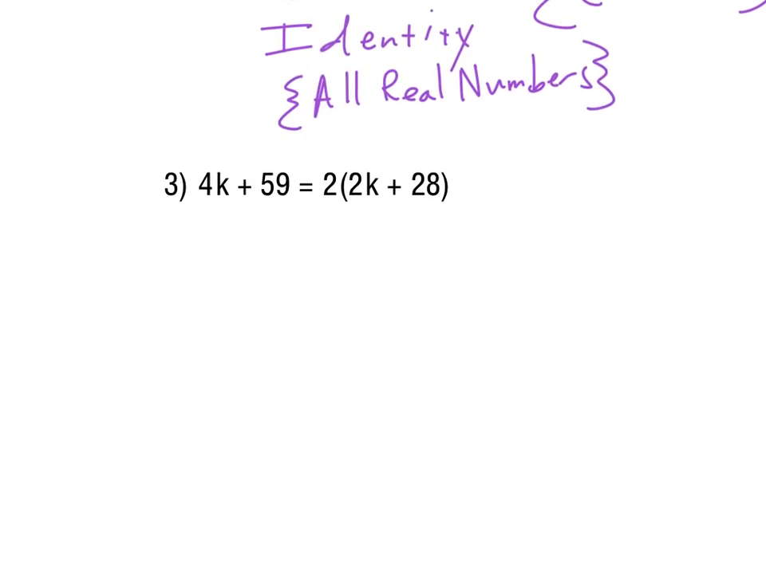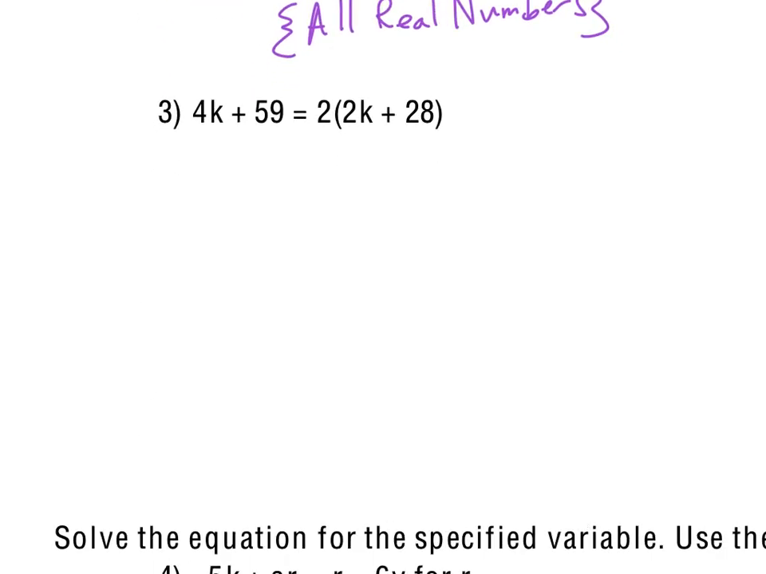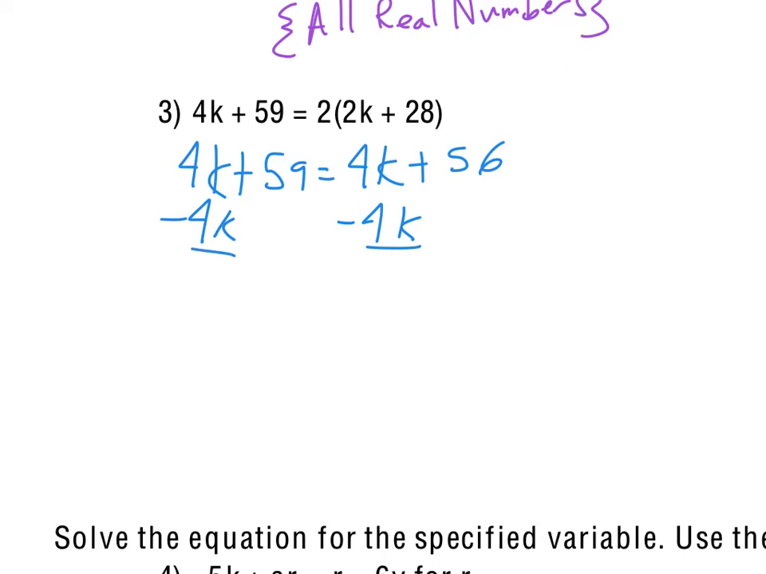Here I can't divide by that 2, so I guess I'll distribute that. So distributing that 2, we get 4k plus 56. So right away you might notice, well, 4k plus 59 and 4k plus 56, that just doesn't add up. So if we subtract the 4k from both sides, we get 59 equals 56. And last I checked, those were not the same thing. So 59 does not equal 56. So this is a contradiction.